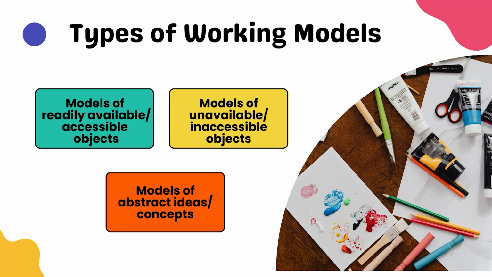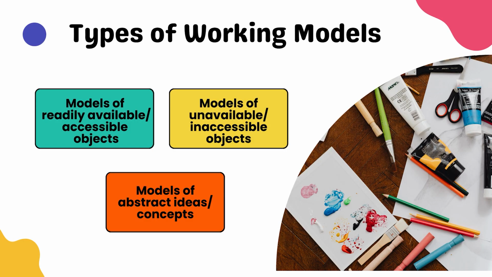The second, models of unavailable or inaccessible objects. These models represent the objects, animals, or plants that cannot be accessed in real life for many reasons. For example, the real honeycomb may be dangerous for the learners. In such cases, a model should be used to discuss the concept.